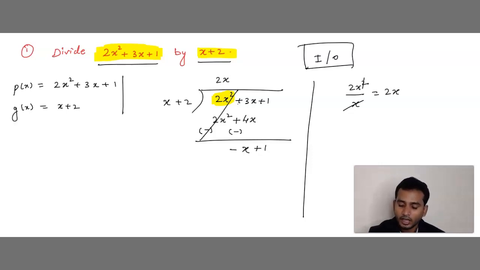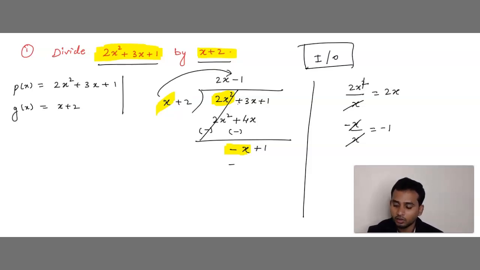Got it? Again, can we see here what is the first term? Minus x. And what is the first term? Plus x. So inside by outside, minus x by x. x ones get cancelled. What is left out? Minus 1. Write that minus 1 here. Now multiply. Plus x into minus 1 is what? Plus into minus is minus. x into 1 is x. Again plus into minus is minus. 2 ones are 2.